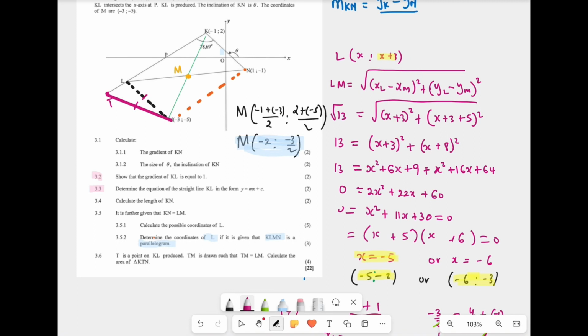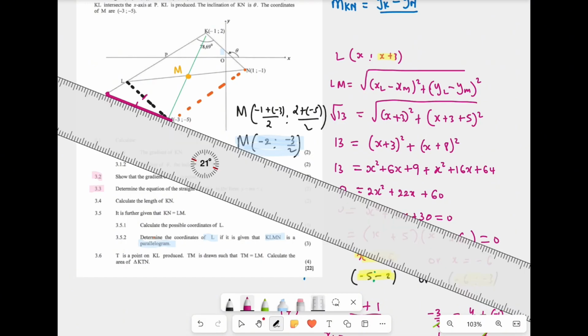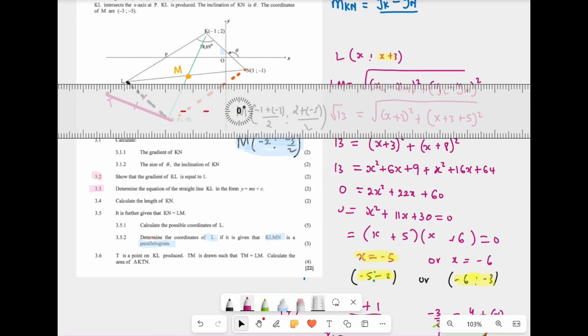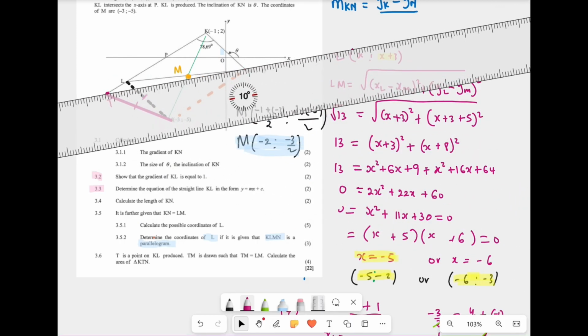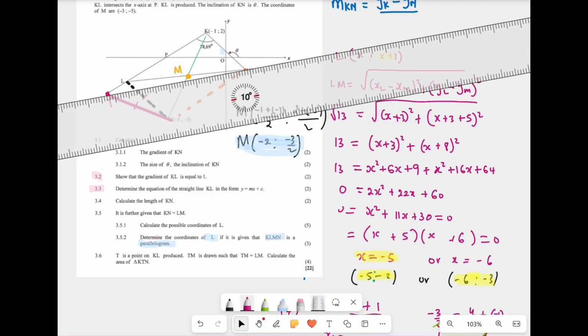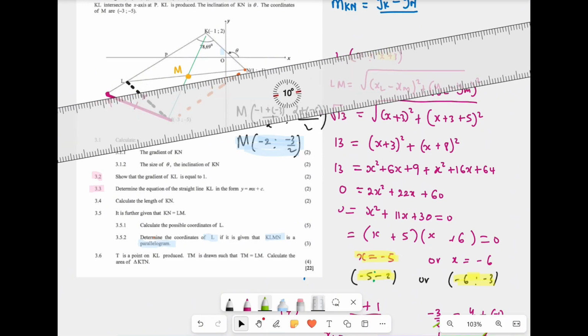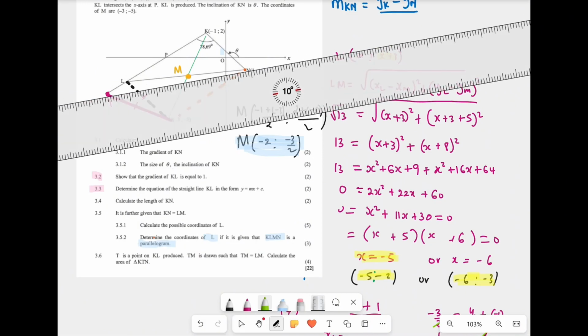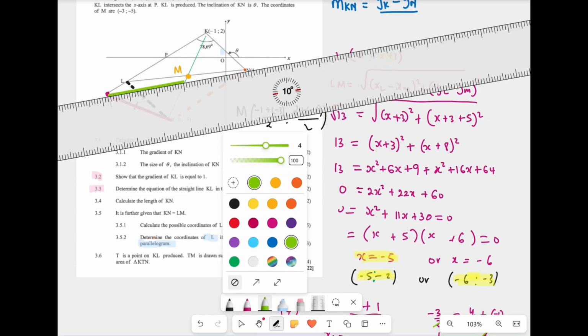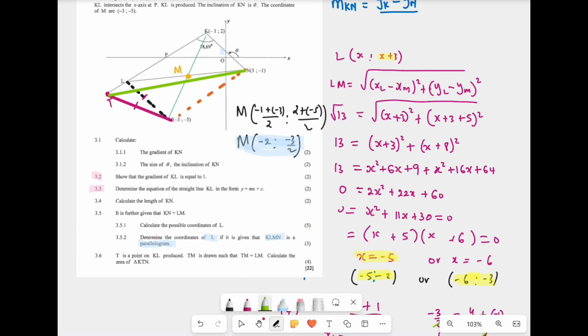Calculate the area of triangle KTN. Okay, let's see the triangle that they are talking about. KTN. Okay, let me just join T and N so that I'll see the triangle in question. KTN. All right. Here is the triangle. So now you'll notice that with triangle KTN, let me highlight it maybe. Here is the triangle KTN.